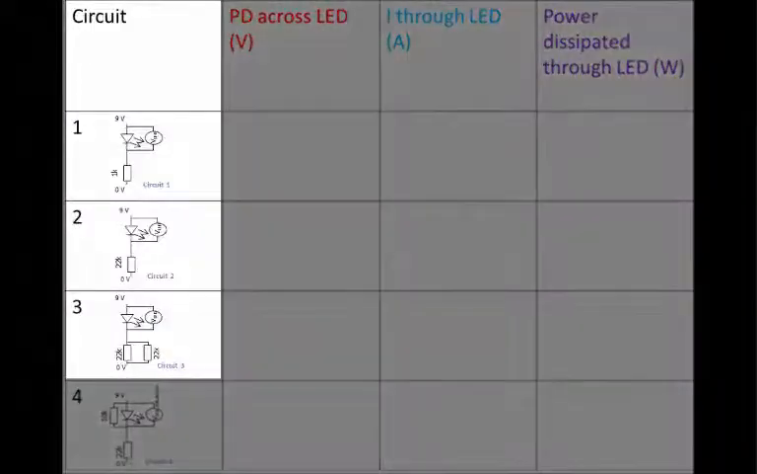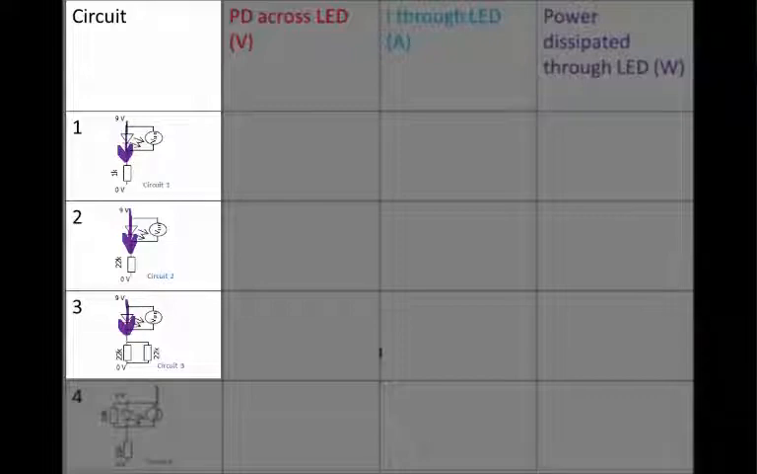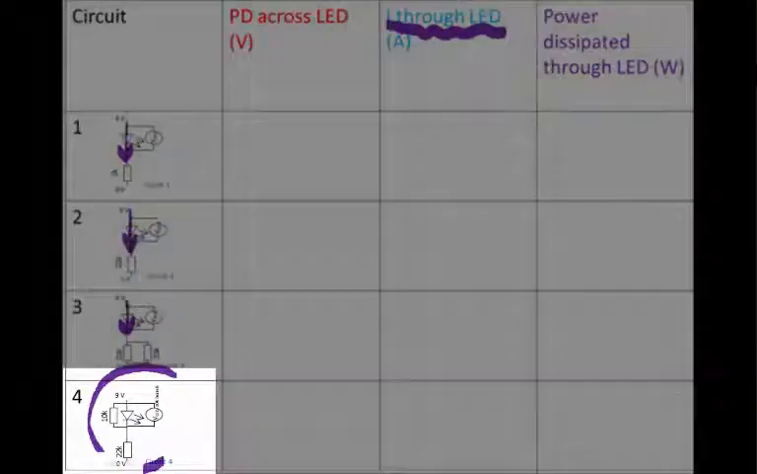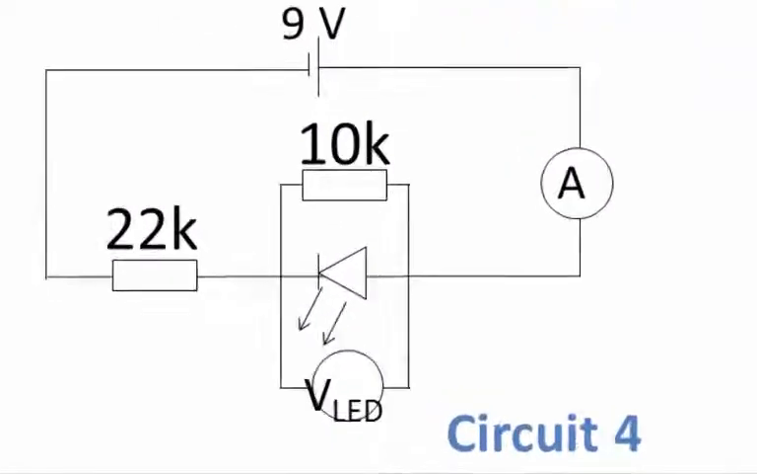Now for circuits 1 to 3, that is also the current strength that is through the LED. So there's no problem there. By measuring the current strength in the main part of the circuit, we will also be measuring the current strength through the LED. However, we will just have to be careful for circuit 4, because in circuit 4, when we measure the current in the main part of the circuit, that's where the ammeter will be placed, that is not the current strength that is actually going to pass through the LED.